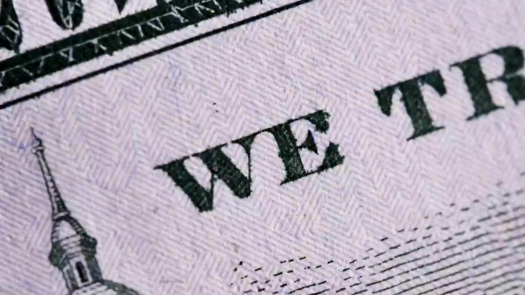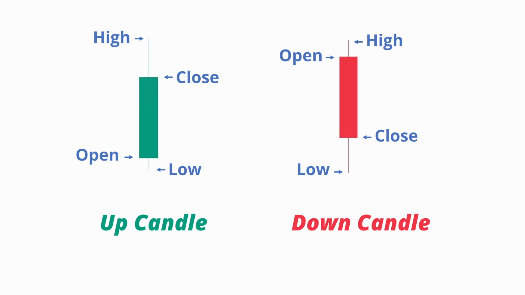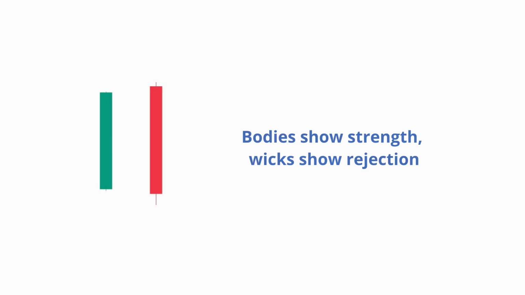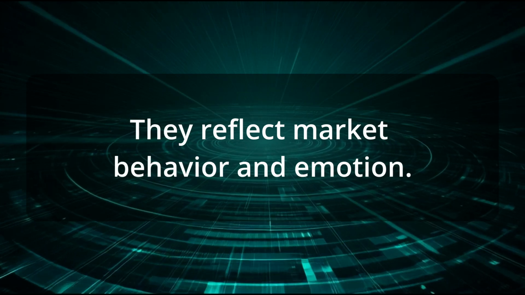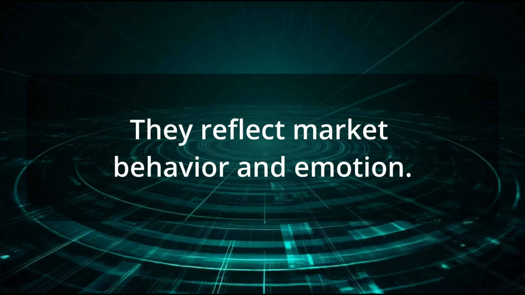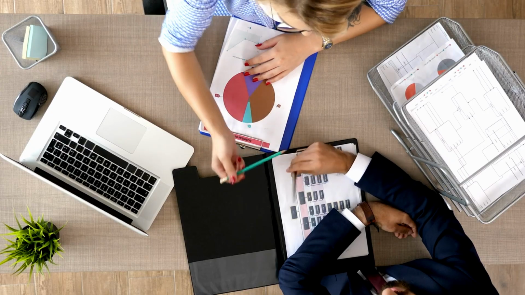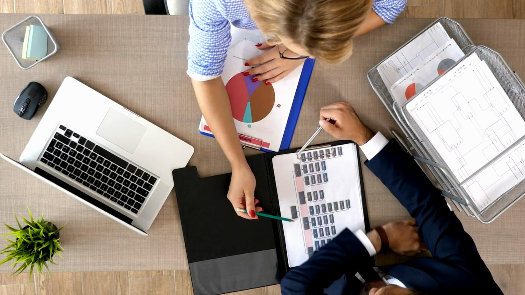Quick recap. Candlesticks show open, high, low, and close. Bodies show strength, wicks show rejection. Always read candles in context. They reflect market behavior and emotion. In the next video, we'll break down candle anatomy in detail.